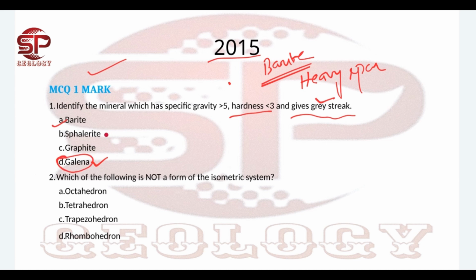And sphalerite has the characteristic of six-set cleavage and shows resinous luster.